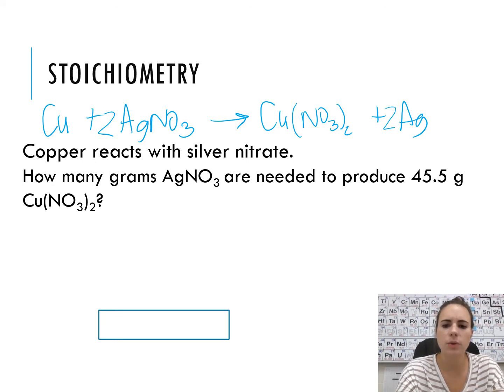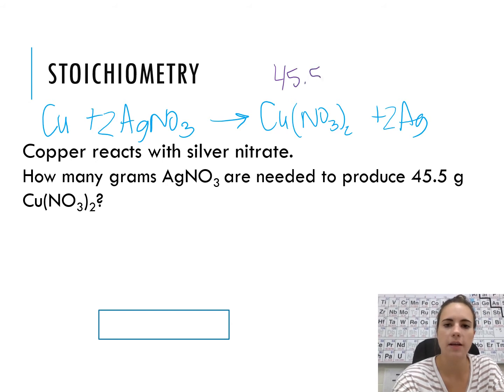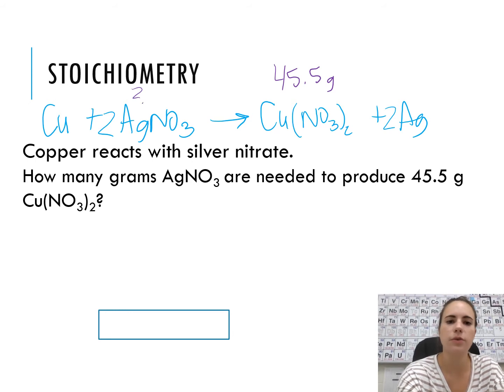Okay, so for this question, I'm starting with 45.5 grams of copper nitrate because it tells me that that's how much I produce. And it wants to know how many grams of silver nitrate.